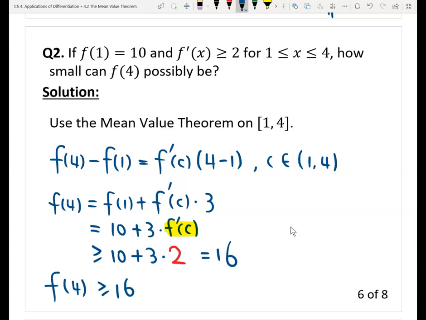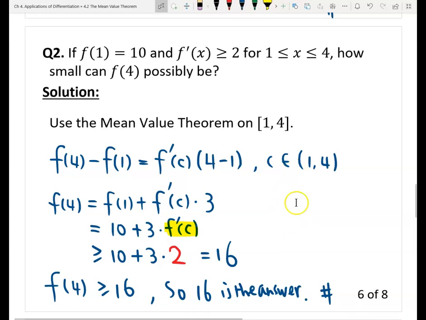So what is the answer? What is the possible smallest number for f(4)? It is 16, right? Therefore, 16 is the answer. Looks easy to get, right? All you need is to follow the mean value theorem. This is the major application. Now we have another application.